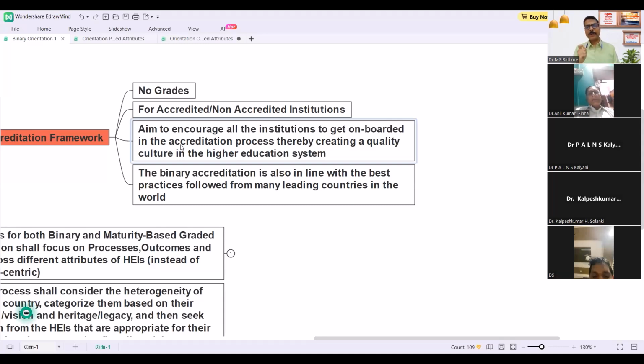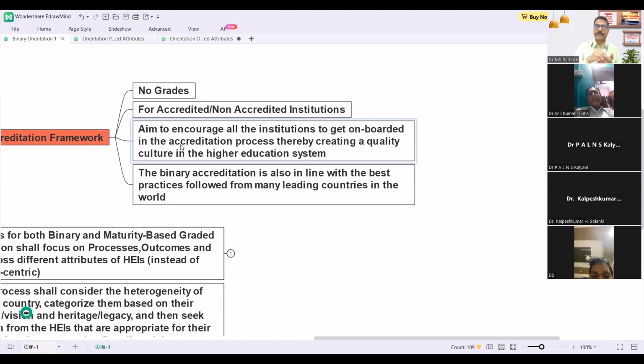The binary accreditation is also in line with the best practices followed by many leading countries in this world. See, on the recommendation of NEP 2020 and the Radhakrishnan Committee reports, NAAC was advised to do this within 4 months since January, so they started working on it. The objective was to find out the existing processes which are not effective, and now the process would be more effective. It would be more objective, oriented towards the process, and output-based metrics and impact-based metrics would be reflected in the maturity-based graded levels.